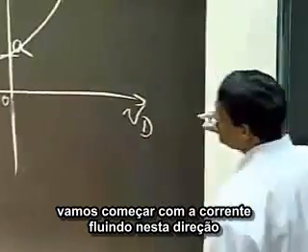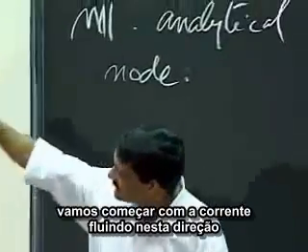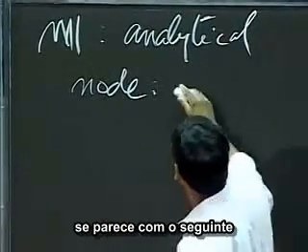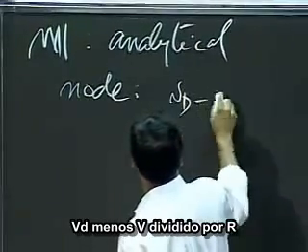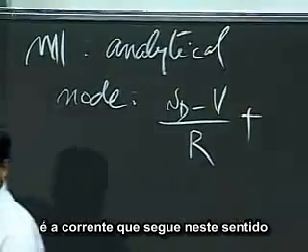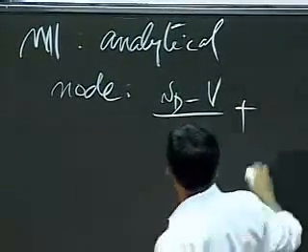Let's start with the current going in that direction. The current going from the V_D node through resistor R is (V_D minus V) divided by R. That's the current going that way. And the current going down is I_D.